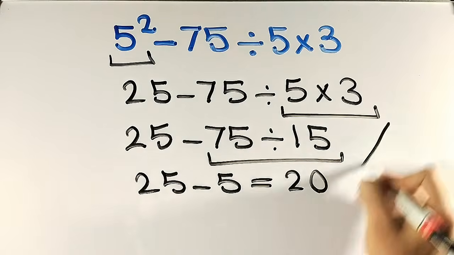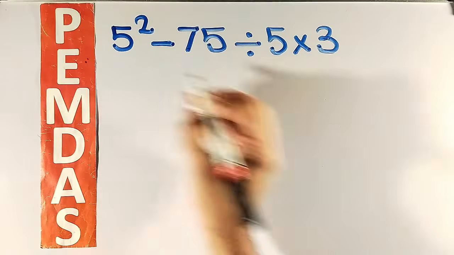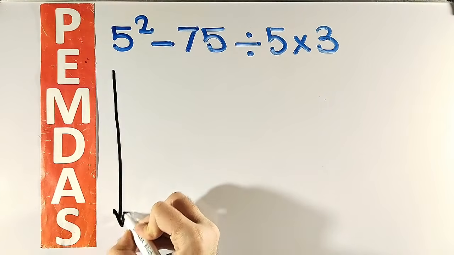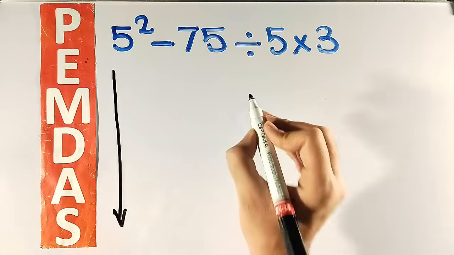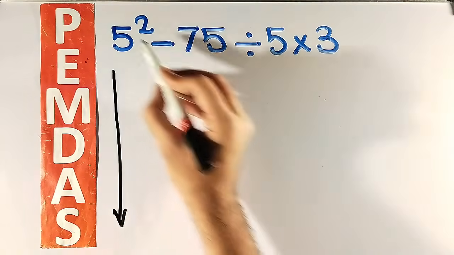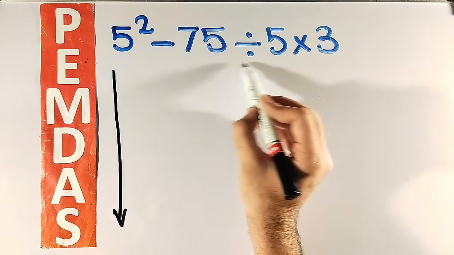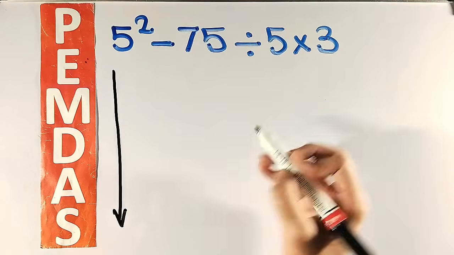But this answer is completely wrong. To solve this question, we must follow the order of operations step by step from top to bottom. As you can see on the screen, in this expression, first we have an exponent, then a subtraction sign, followed by a division, and finally a multiplication.